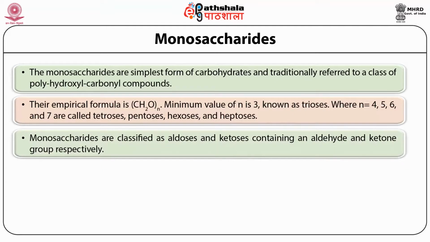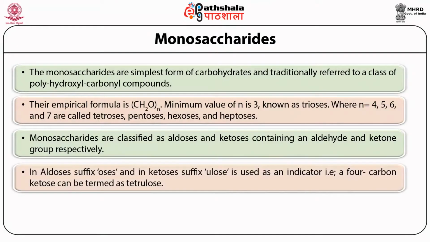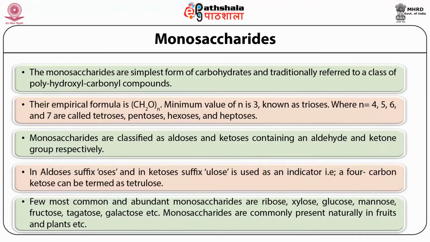Monosaccharides are classified as aldoses and ketoses, containing aldehyde and ketone groups respectively. In aldoses, the suffix -ose and in ketoses, the suffix -ulose is used as an indicator. A 4-carbon ketose can be termed a tetrulose. A few of the most common and abundant monosaccharides are ribose, xylose, glucose, mannose, fructose, tagatose, galactose, etc. Monosaccharides are commonly present in all fruits and plants naturally.